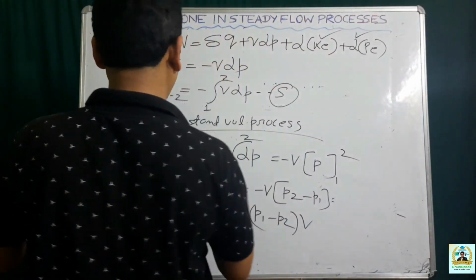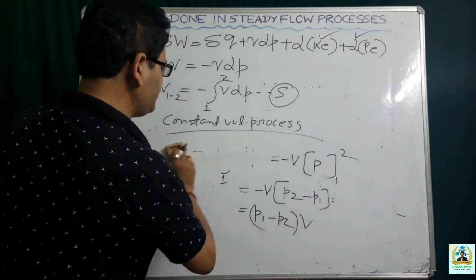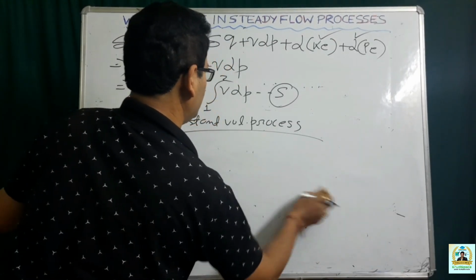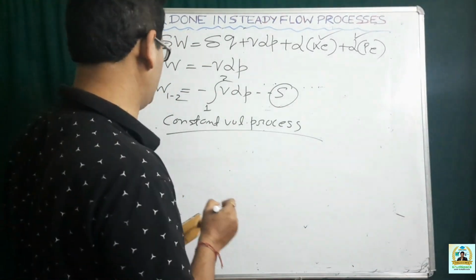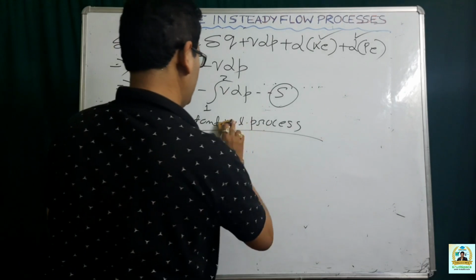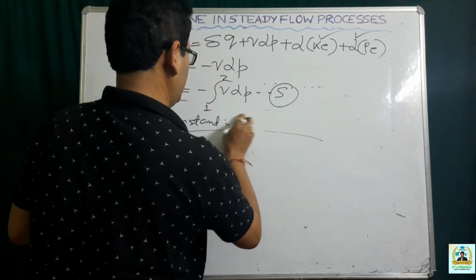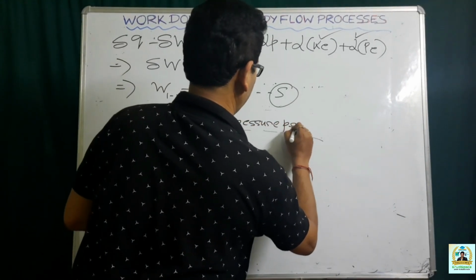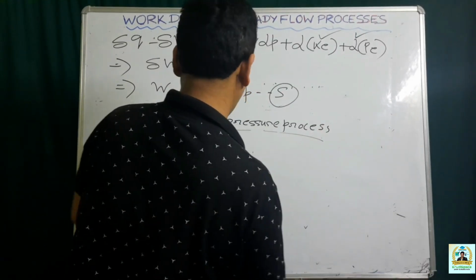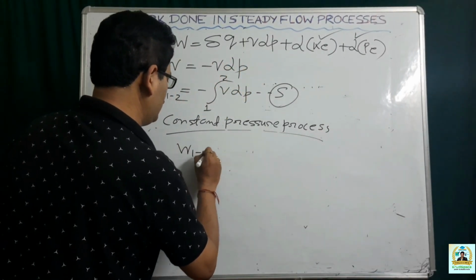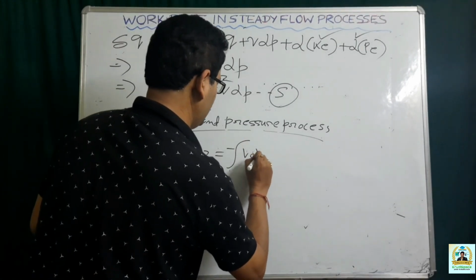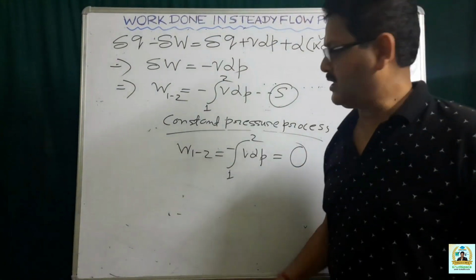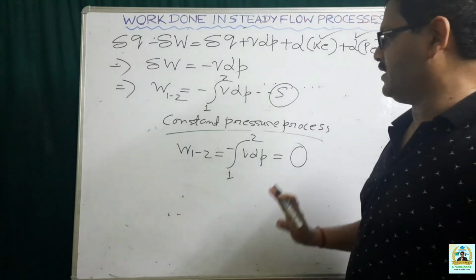Let us consider the constant pressure process. For constant pressure process, dP is equal to 0. So for constant pressure process, W12, the integration of minus VdP from 1 to 2, will become 0, because the change in pressure is 0.